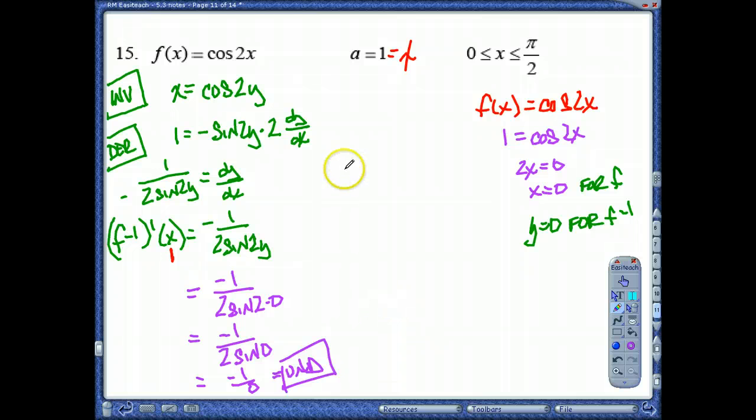Craziness. Okay, so if you can't solve for y, that means when you take the derivative of your inverse, you're going to have y's, which means you have to find the y value for your inverse, which is the x coordinate of your original function.